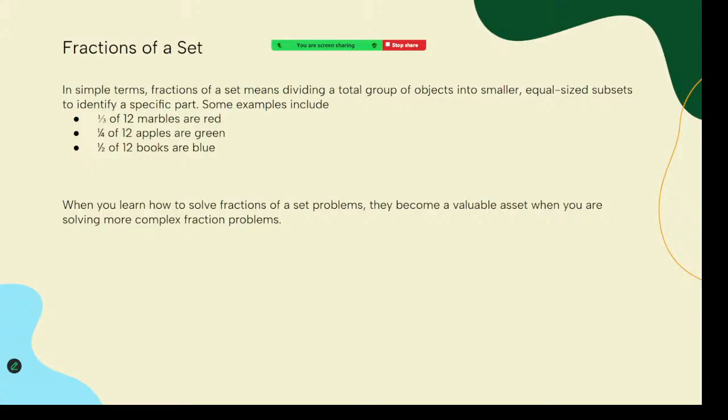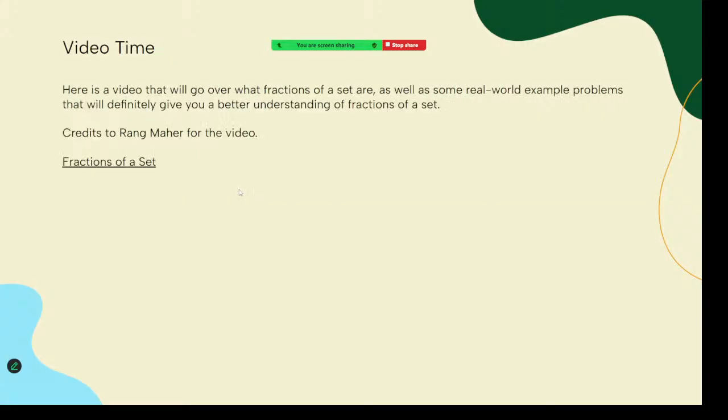So 1/3 of 12 marbles are red. 1/4 of 12 apples are green. 1/2 of 12 books are blue. When you learn how to solve fractions of a set problems, they become a valuable asset when you are solving more complex fraction problems. So first, before we get into examples, let's watch a video on fractions of a set. This will definitely help you get a better understanding of fractions of a set and also introduce you to some real-world example problems.